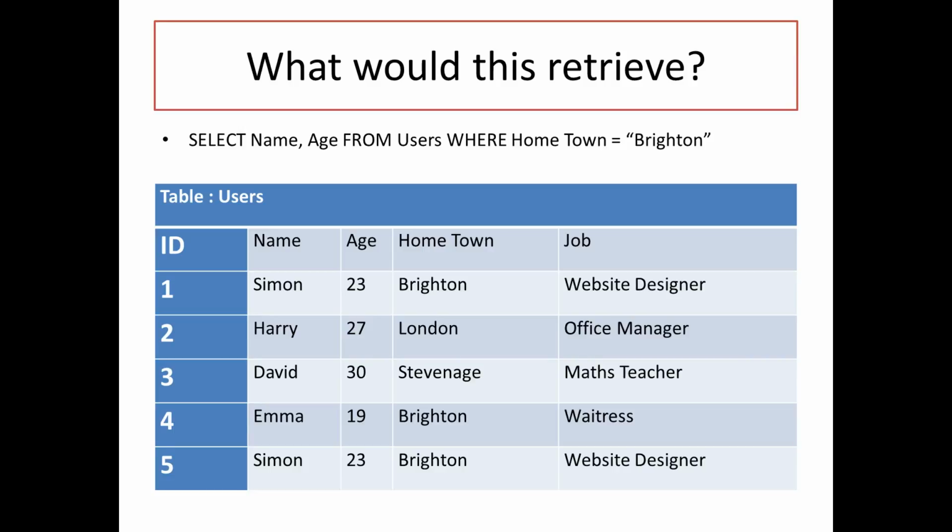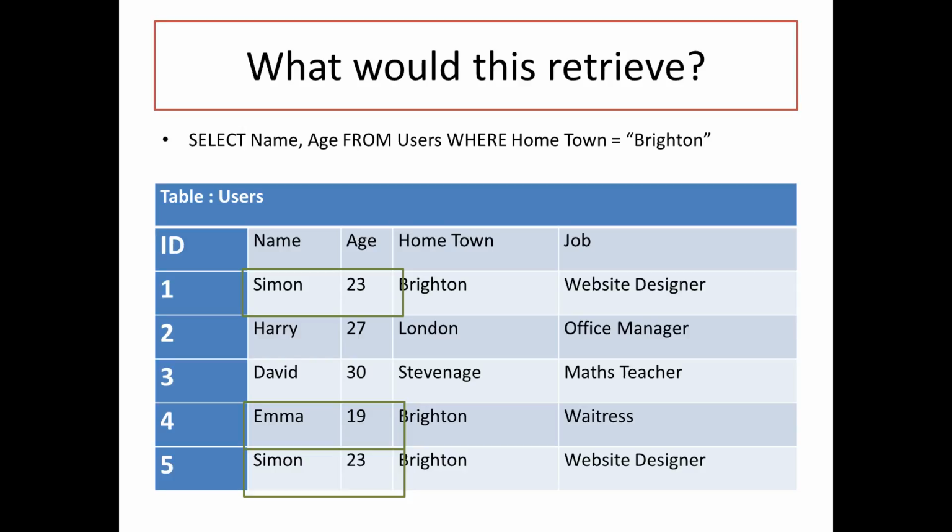You can separate them by having home underscore town, or you could even start with a lowercase h for home and then town joined right next to it with a capital T to look at two different words. So if we execute this, you can see we've got select name, age from users where hometown is Brighton. Again, we're only getting the names and the ages. So in this case, we've got Simon 23, Emma 19, and Simon 23 again.